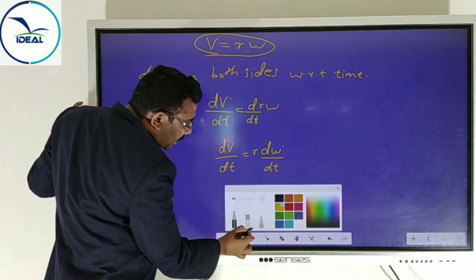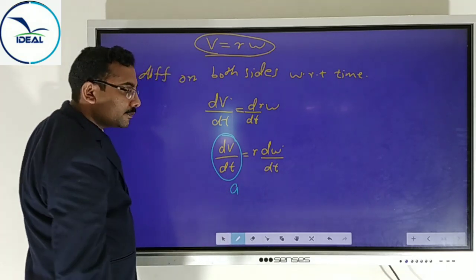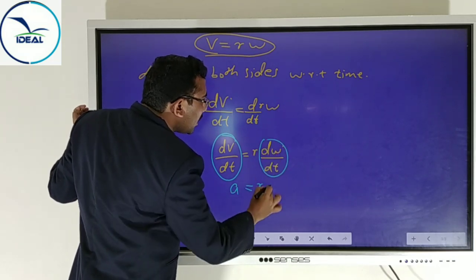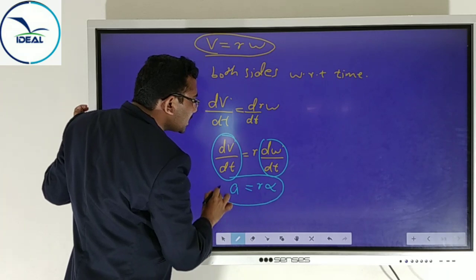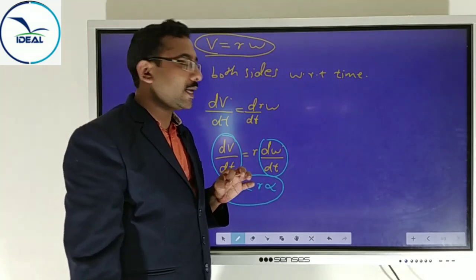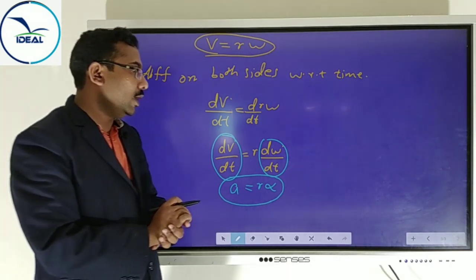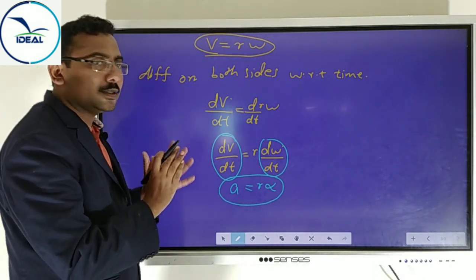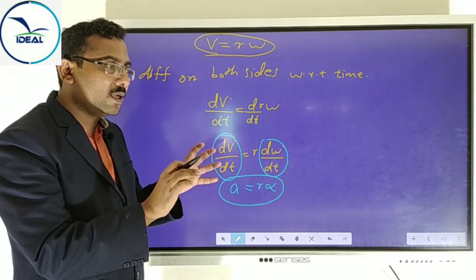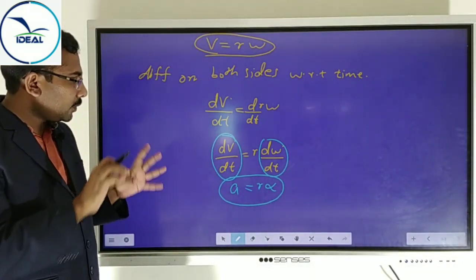What is dv by dt? dv by dt is the acceleration here. R into what is d omega by dt? d omega by dt is alpha, the angular acceleration. Then what is the relation between a and alpha? A is equal to r alpha. The relation between linear acceleration and angular acceleration is a equal to r alpha. It is also an important equation. Note, write it in your mind, not in the book. Book is just for reference.